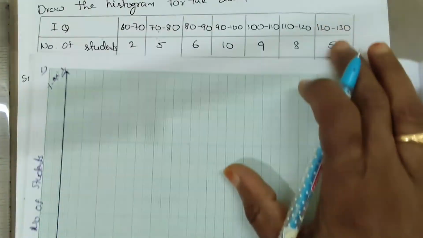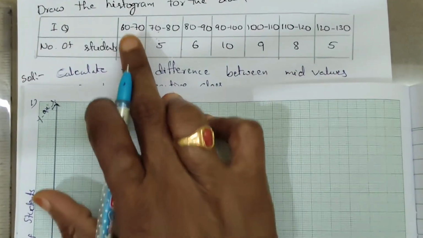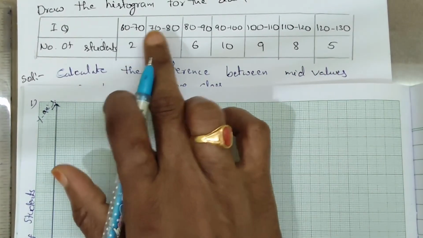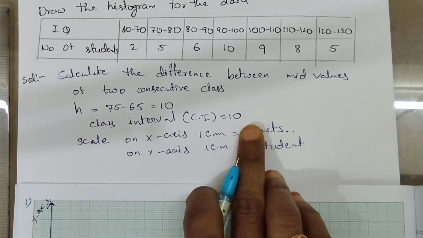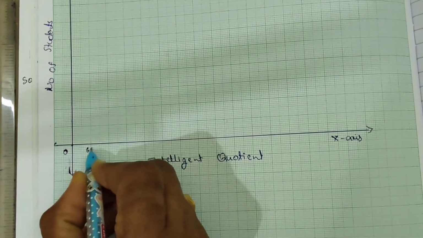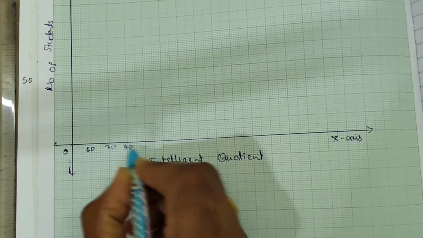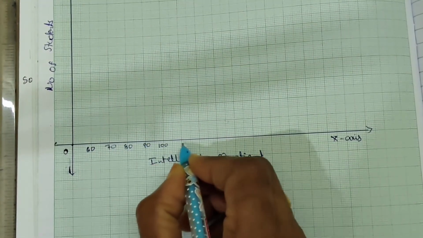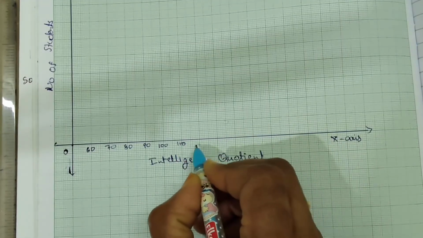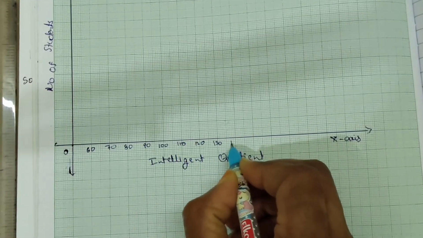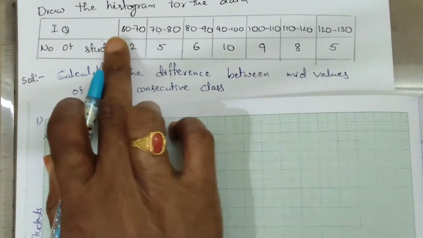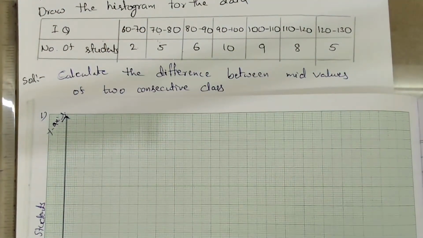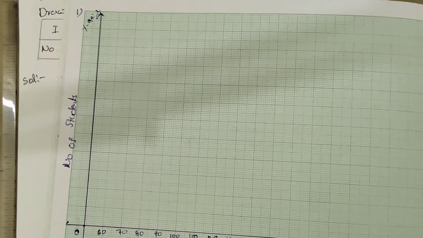Here we observe the given data. The IQ is 67, 70, 80. Our class interval is 10. So on the x axis we take 60, 70, 80, 90, 100, 110, 120, 130, 140. The last number is 130. So on the x axis we take 60 to 130.